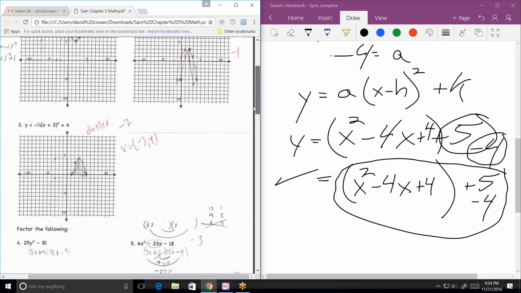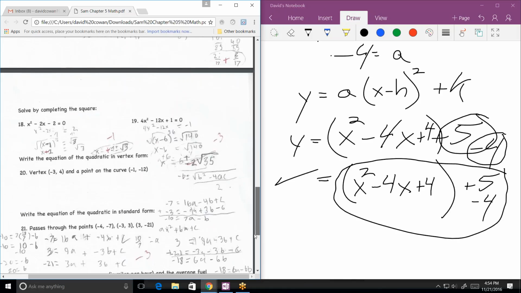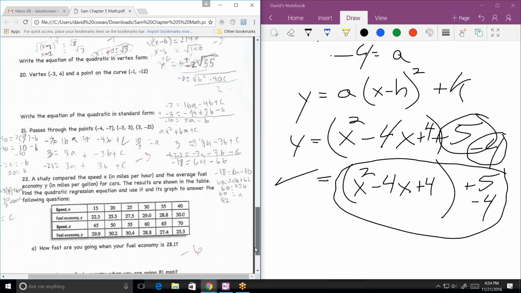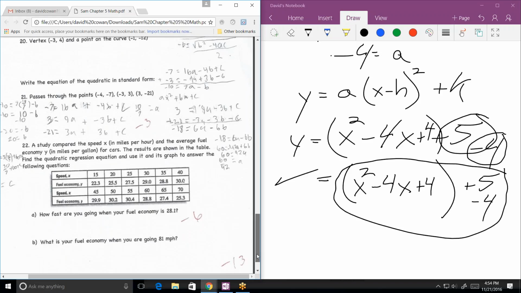Could we go to number 22 and 21? Yeah. Because I need to do those for corrections. All right.